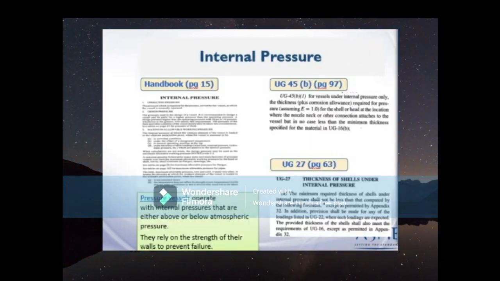Internal pressure. Pressure vessels operate with internal pressures that are either above or below atmospheric pressure. They rely on the strength of their walls and flanges to prevent failure. Part UG-45 mentions vessels under internal pressure plus corrosion allowance. Part UG-27 mentions the thickness of shells under internal pressure. This paragraph provides formulas to determine minimum required thickness of shells under internal pressure.